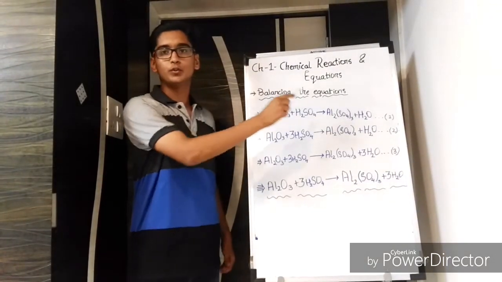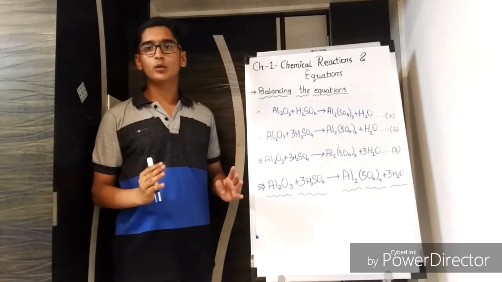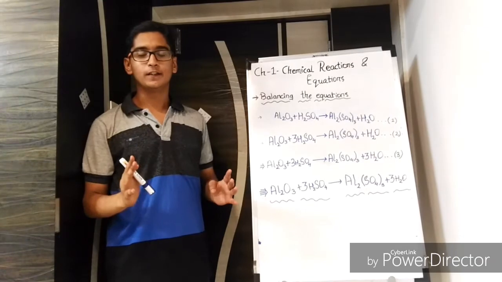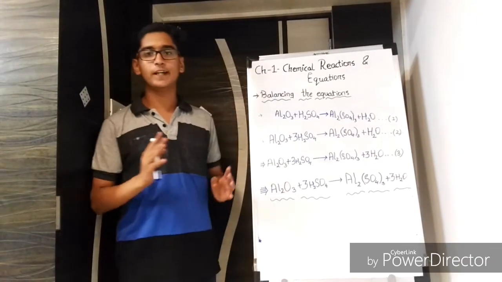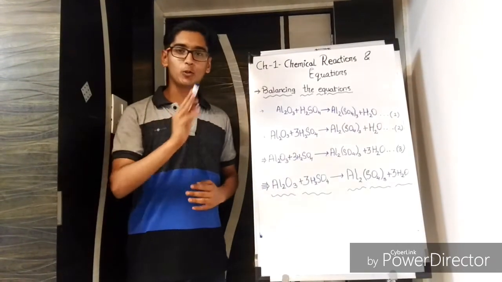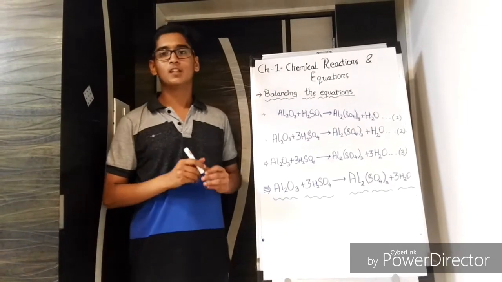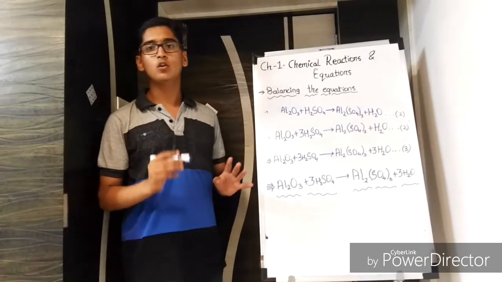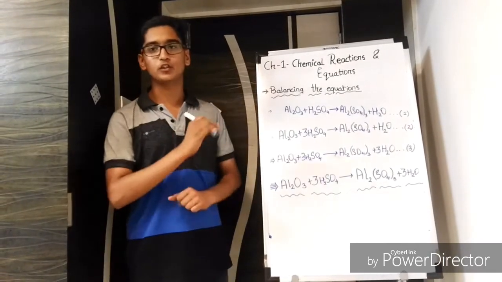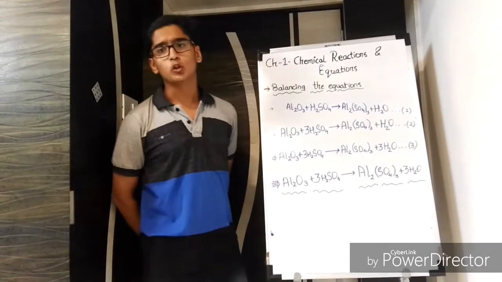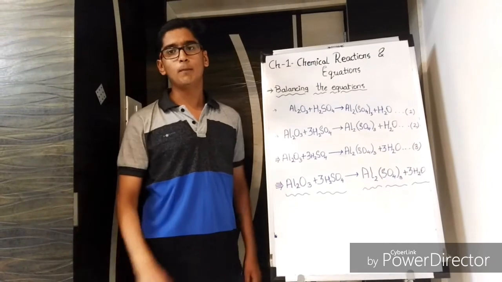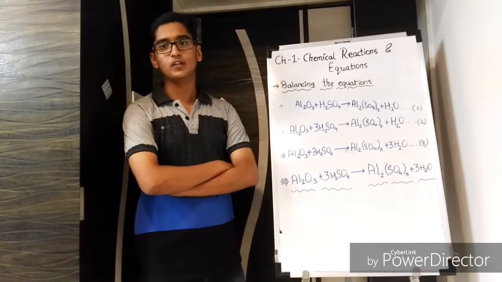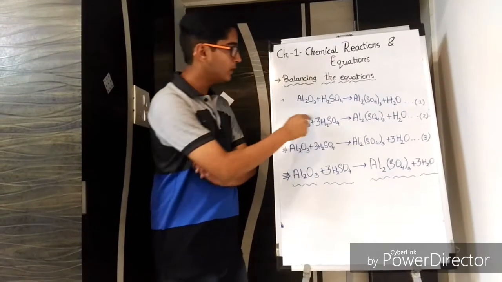Balancing the equations. The chemical equations are based on the law of conservation of mass that we studied last year in standard 9, chapter 3. According to this law, mass can neither be created nor be destroyed in a chemical reaction. This will be possible only if the total number of each type of atom is the same on the reactant side as well as on the product side.